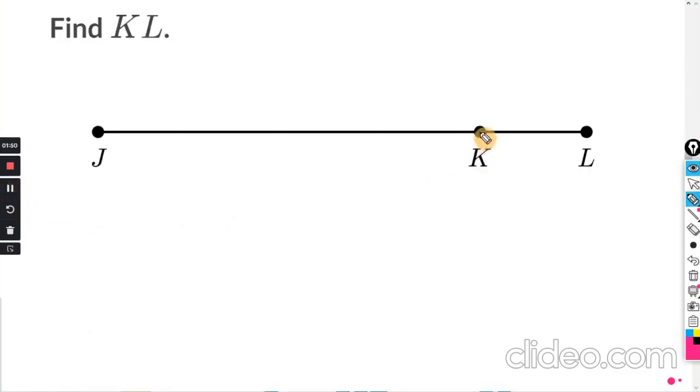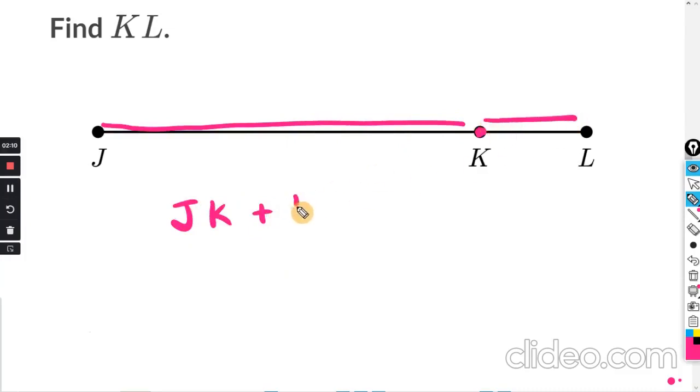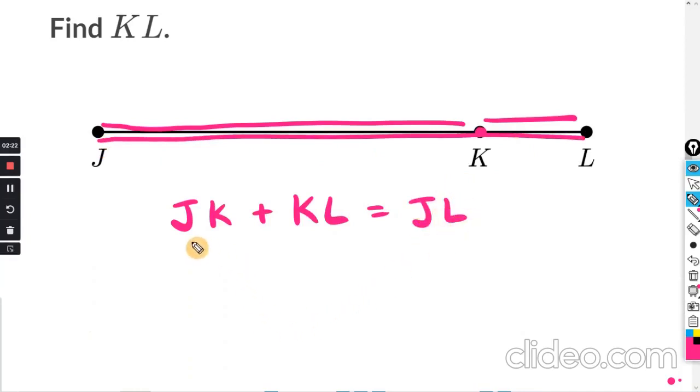All right, so notice K is the point in the middle. Okay, it doesn't have to be exactly in the middle. It's just in between J and L. So we are going to add the two smaller segments. Okay, so first we're going to say JK. And then we're going to add KL. And that's going to equal the length or distance from J to L, the entire segment. Okay, so when you write two letters like JK, that's the distance from J to K, or the length of segment JK. KL is this portion here, and JL is the whole thing.